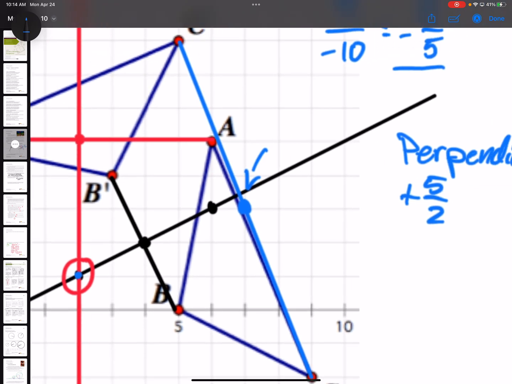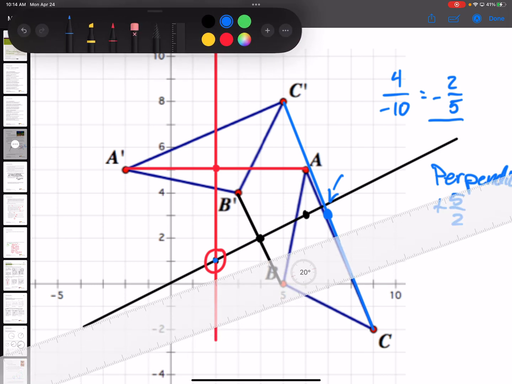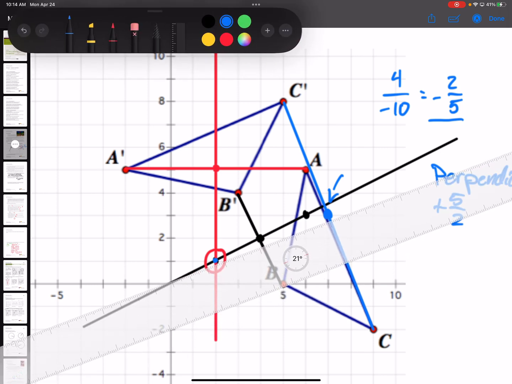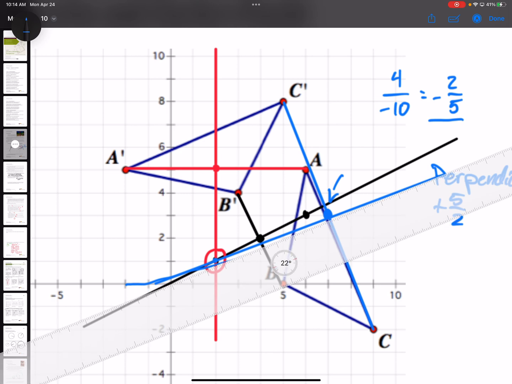Ooh, look at that. It do go down. Oops. My line's not straight.